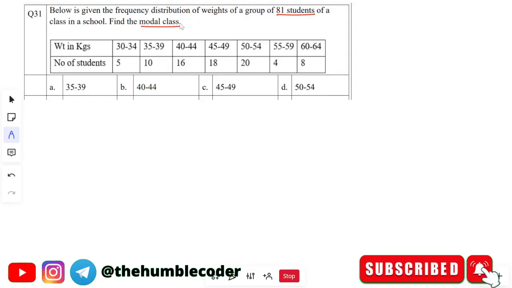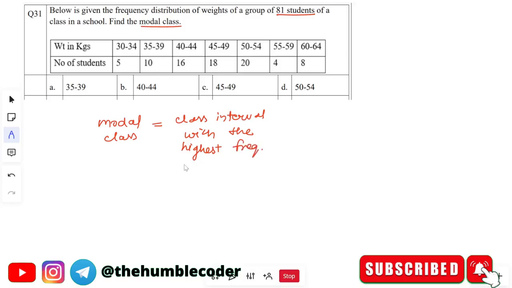This is the easiest question, but if you are not aware of how to find the modal class, then you cannot secure marks. There are some questions which are very easy to score marks, and this is one such question, but you should know how to find the modal class. So that you don't forget in future, I'll write it. What is a modal class? The modal class is the class interval with the highest frequency. If you remember this, then any question on modal class you can do easily.